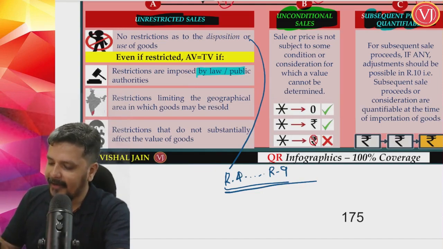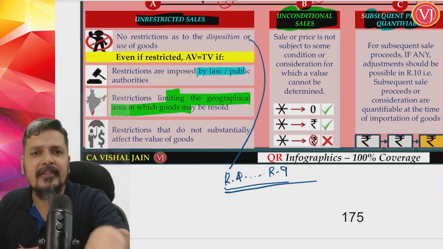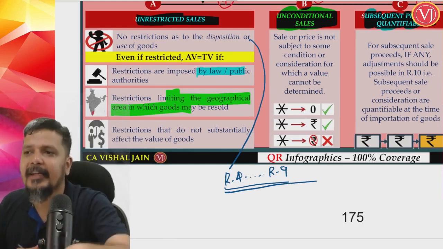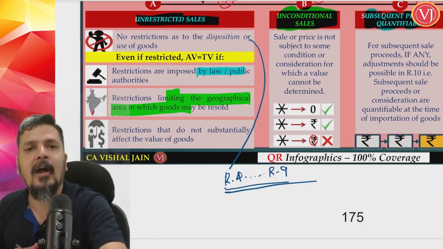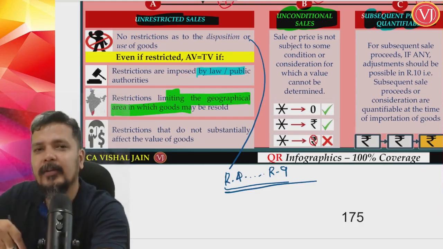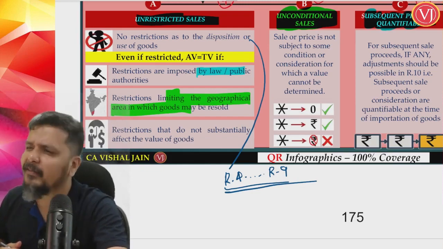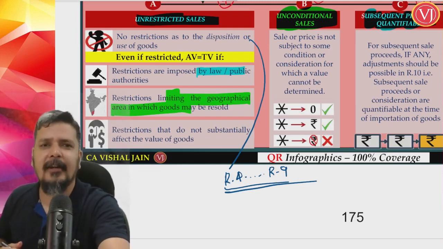Or that exporter outside India has put a geographical restriction on me. He is telling me, the importer of India, that your territory is only Tamil Nadu. You don't sell outside Tamil Nadu. That's a geographical restriction, based on area. No need to worry, be under rule 3.